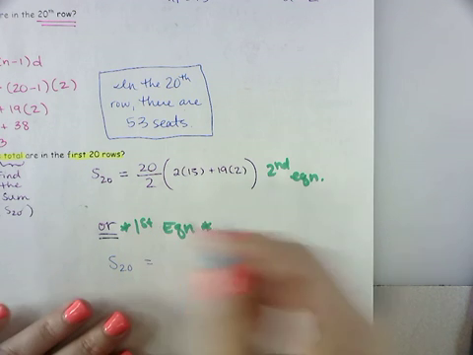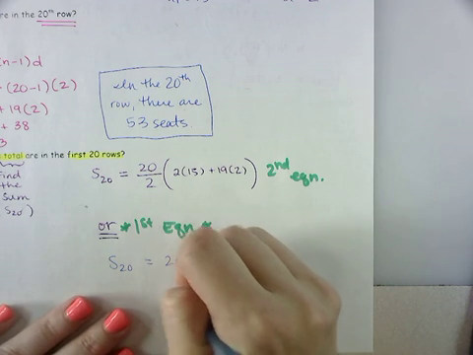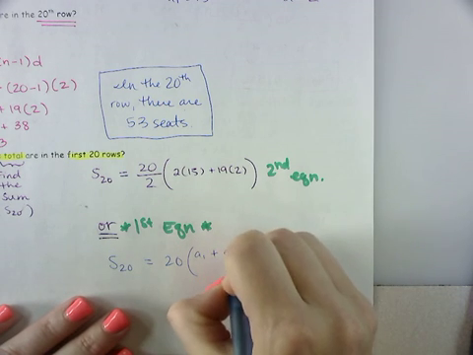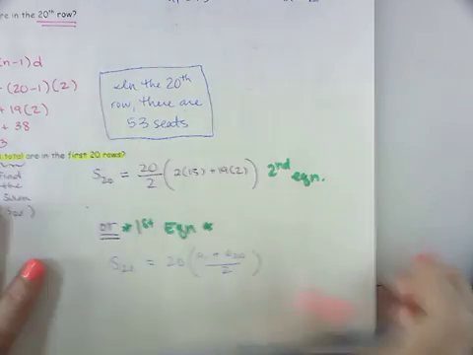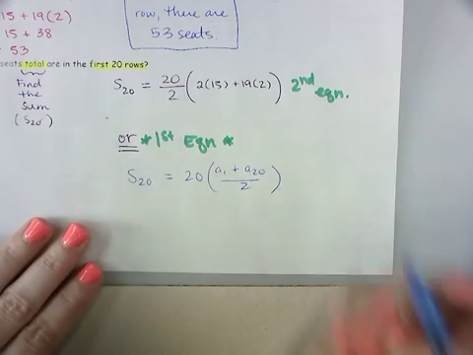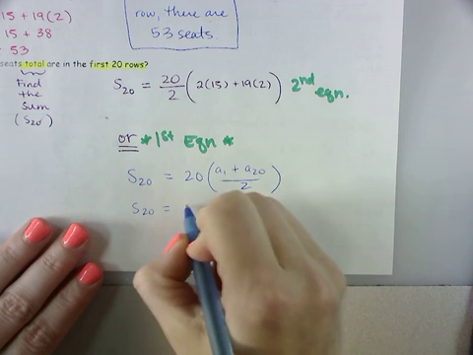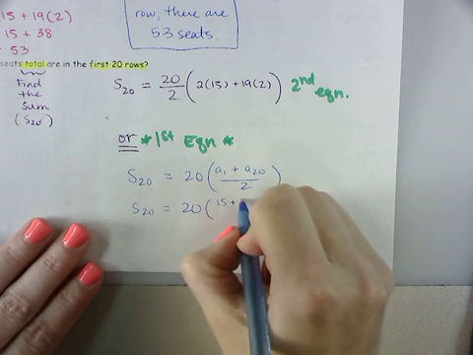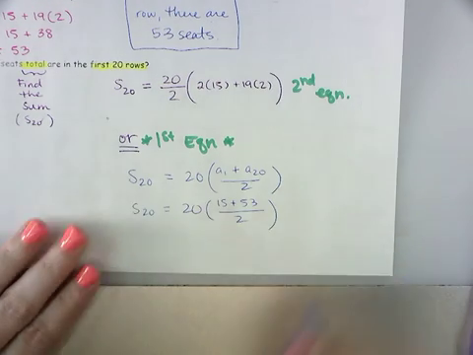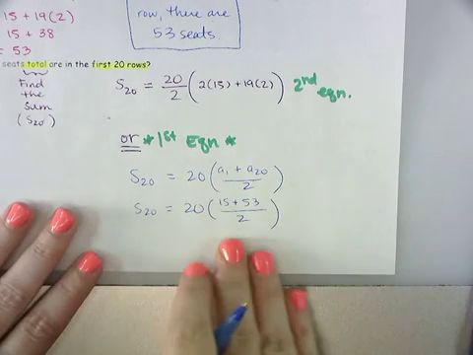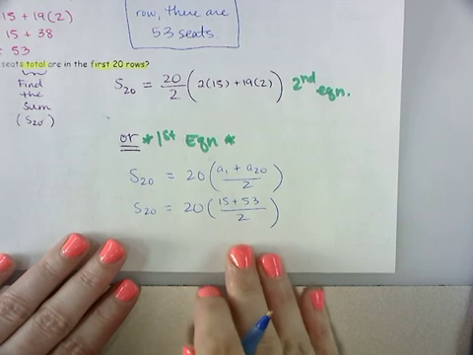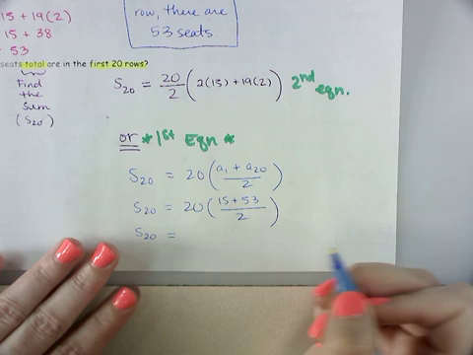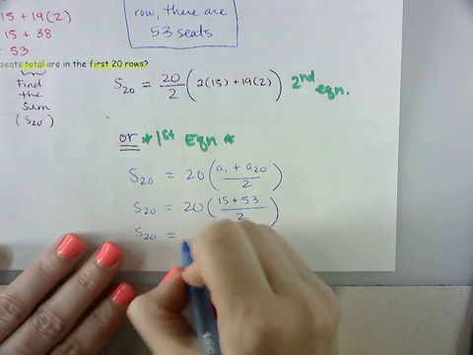Okay, and that's because you have S sub 20 and you have n, which is 20, times, I'm going to write this out first, a sub 1 plus a sub 20, divided by 2. And you already have a sub 1 and a sub 20. So you have 20, a sub 1 is 15, a sub 20 you just found is 53. What might be the one drawback to maybe doing this on a test, though, using this one? Exactly. If you don't have the first one correct, then that could affect your outcome for the second one.